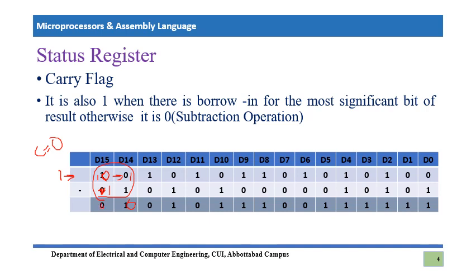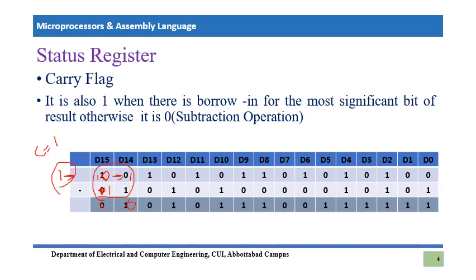But what is the difference if we compare it to the last example? The difference is here, there is a borrow in, and this borrow in must be shown somewhere in the conditional flags so that the microprocessor knows that the subtraction was such that a larger number was subtracted from the smaller number, so there must be a borrow, which is indicated in the carry flag. So in that case, the carry flag will be 1. I hope I have explained the thing quite clearly.